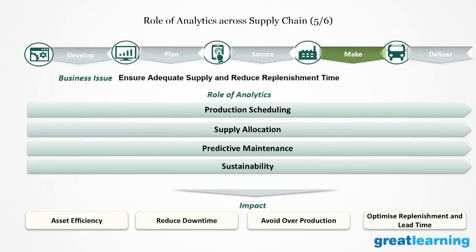So ultimately, this analytics is more about your efficiency in terms of your asset efficiency. You need to reduce your downtime in terms of production, avoid overproduction. You need to maintain that level, and then ensure that replenishment and lead times are managed and it's at the right level and not beyond that.